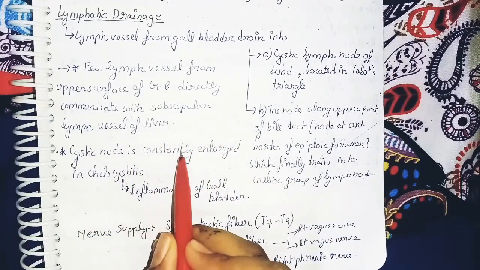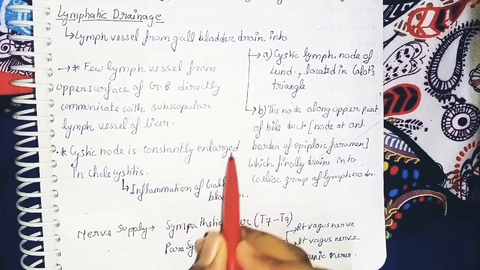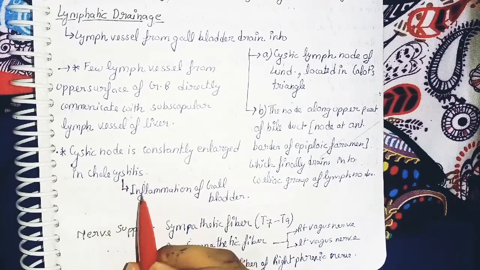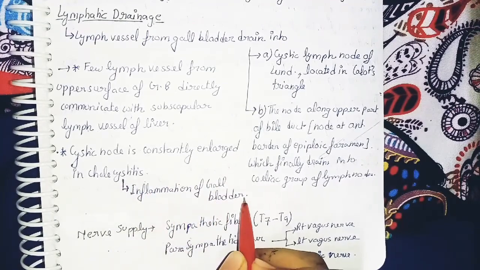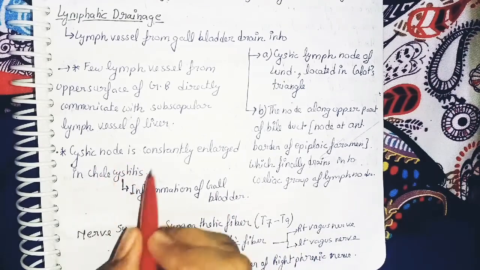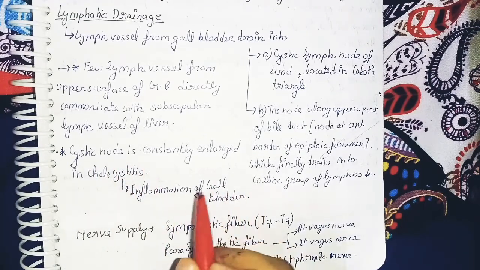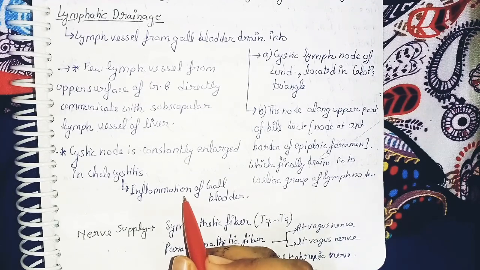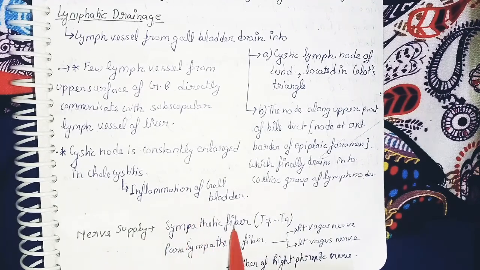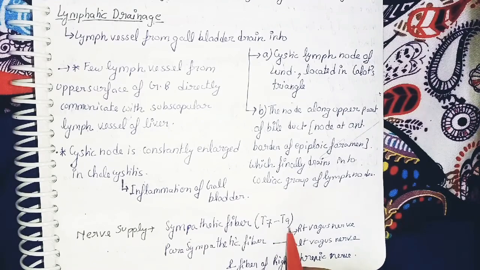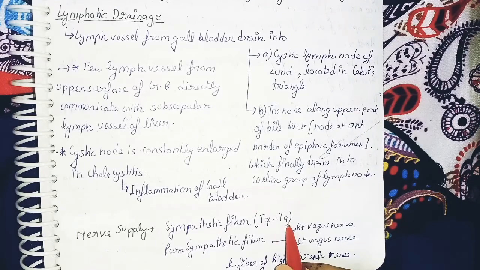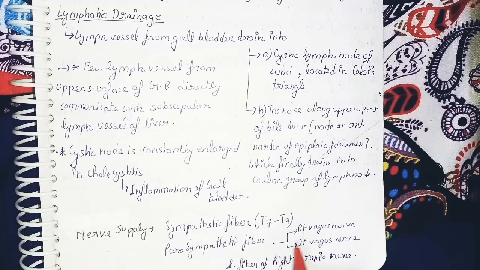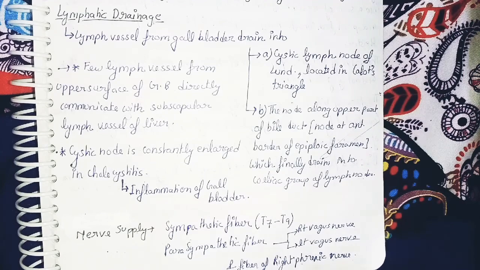The cystic node is constantly enlarged in cholecystitis, which is inflammation of the gallbladder. It is a disease condition in which the gallbladder is inflamed. It occurs in acute and chronic conditions. Nerve supply. Sympathetic fibers from thoracic 7 to thoracic 9 segments, and parasympathetic fibers from the right vagus nerve and left vagus nerve, and also through fibers of the right phrenic nerve.